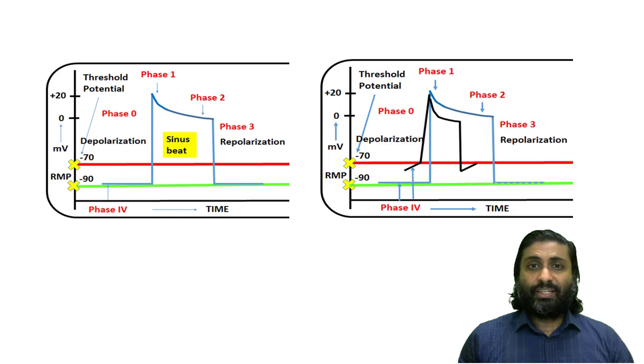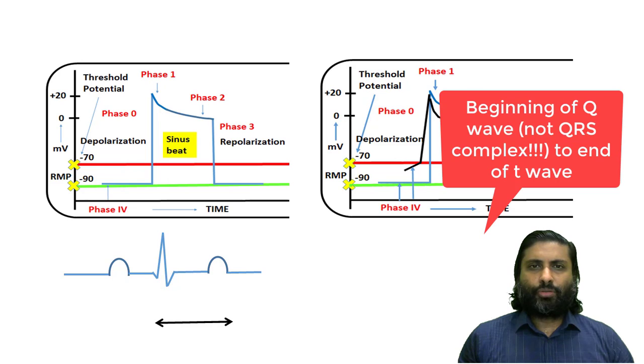The corresponding ECG tracings would look like this. So the ECG tracing on your left hand side now corresponds to the normal electrical activity in a His-Purkinje fiber. Now the double-headed arrow that you see represents something called the QT interval. The QT interval corresponds to the beginning of the QRS complex to the end of the T wave.